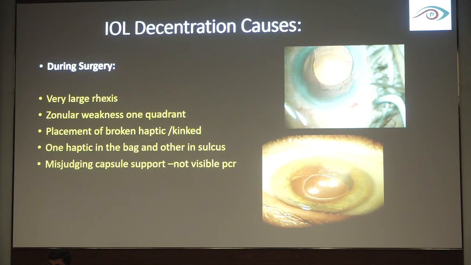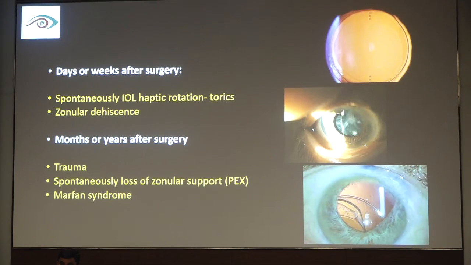Placement again: when you are loading your IOL, one haptic is cut and you still try to go ahead with it, or one haptic ends up in the bag and the other in the sulcus. This is during surgery, where decentration is going to happen 100%. Next, you may see it after days or weeks, when a toric IOL gets decentered or in a patient with zonular weakness. Months or later years, especially in trauma patients, pseudoexfoliation or Marfan's.